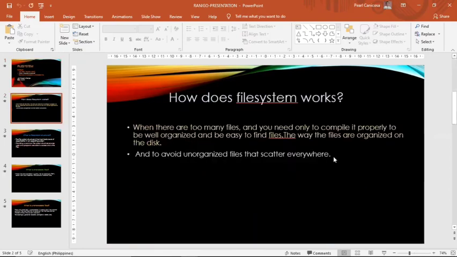How does a file system work? When there are too many files, you need to compile them properly to be well organized and easy to find, in the way the files are organized on the disk. Second one is to avoid files being scattered everywhere. Next slide, please.